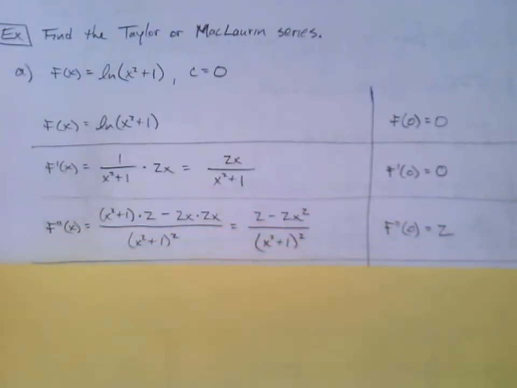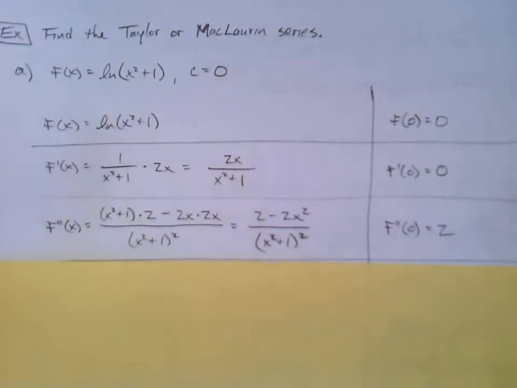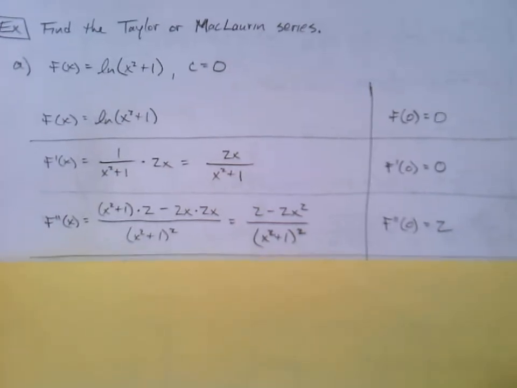Let's look at the second derivative. Now we need quotient rule. Well, you know, I'm not going to talk through the quotient rule. There it is, if you want to look at it closely. When you simplify, 2 minus 2x squared over x squared plus 1 quantity squared, and we need to evaluate this at 0. And finally, what we get, 2 over 1, we get a non-zero result. Okay, let's keep going now.